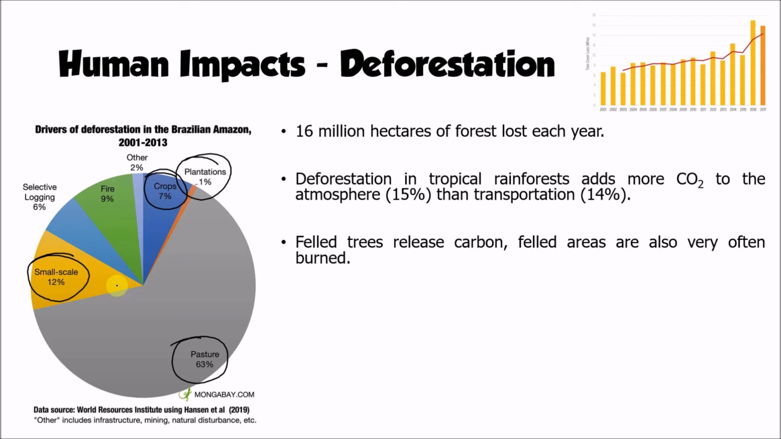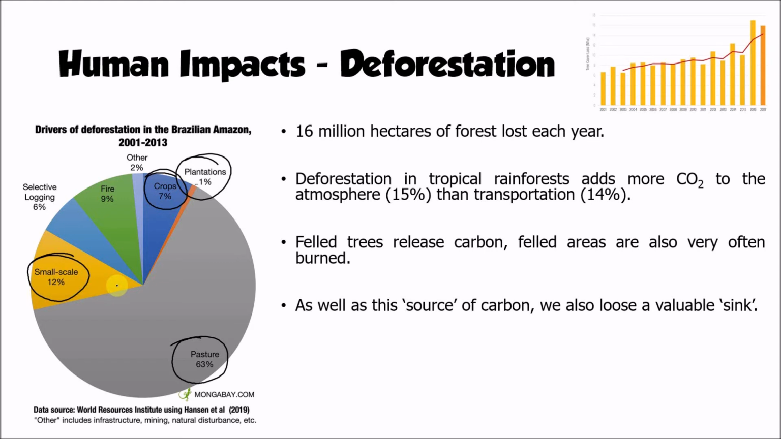Now, deforestation has an impact in a couple of ways. It's a bit of a two-pronged influence on our carbon cycle. Firstly, when the trees are felled and cut down, they release carbon. Very often the areas where the trees have been chopped down are also burned, and that fire, that combustion, also releases carbon from the vegetation that's being burnt, and also from the soil that gets burnt as well. So when the trees are felled, they act as a source of carbon, releasing carbon into the atmosphere.